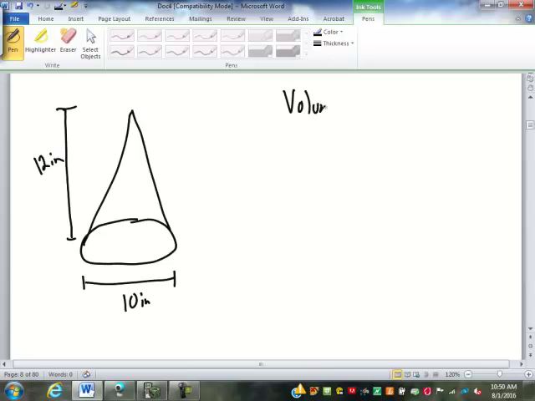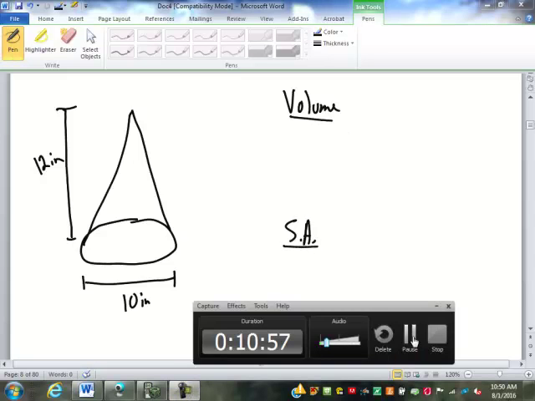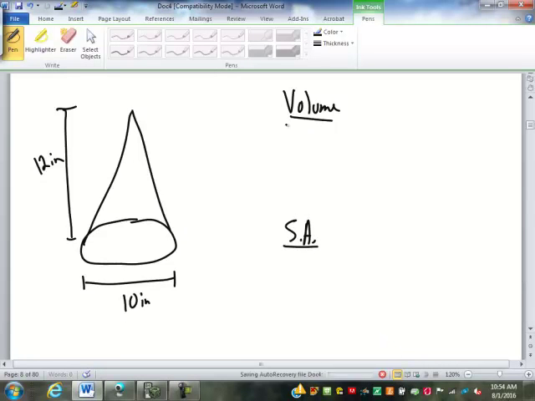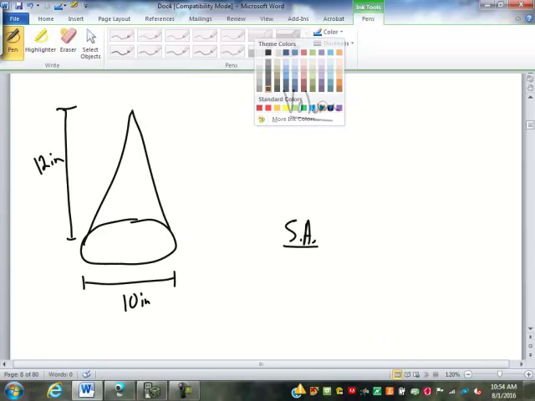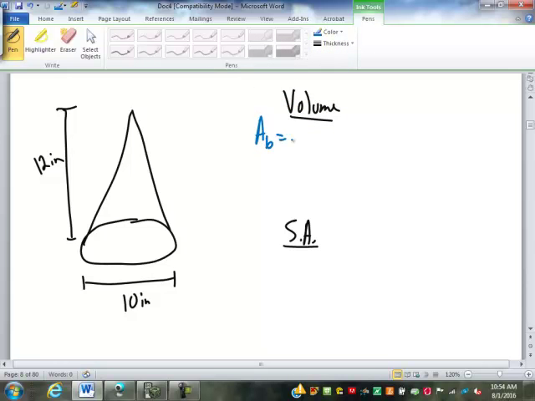And once again, volume and surface area. For volume, as always, we start out with the area of the base. This is going to be pi times our radius squared. Now the diameter is 10, so the radius is 5 inches. So pi times 5 squared is 78.5 inches squared. Volume is the area of the base, 78.5, times the height of 12.